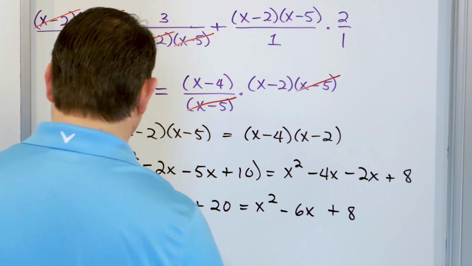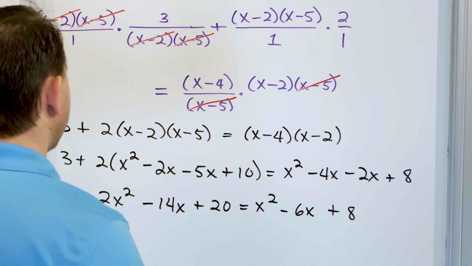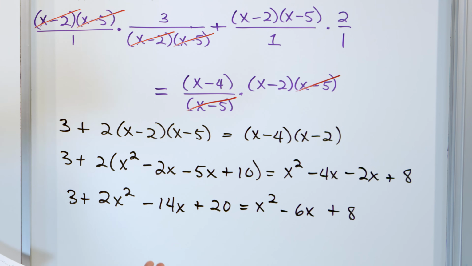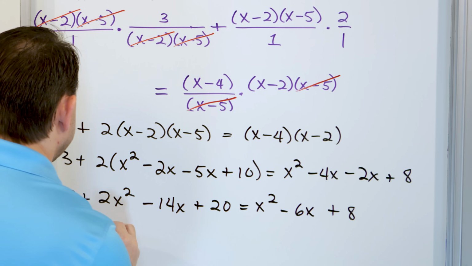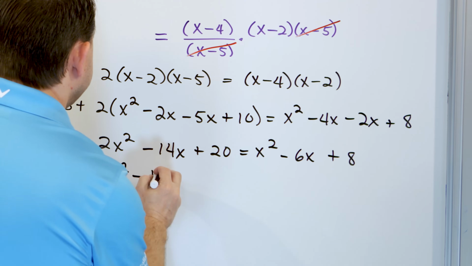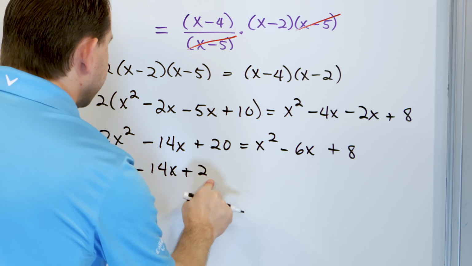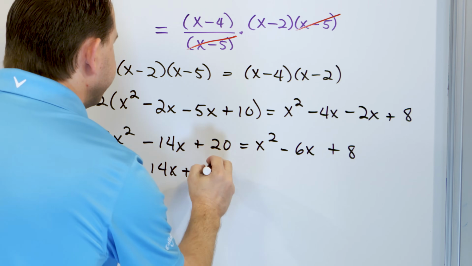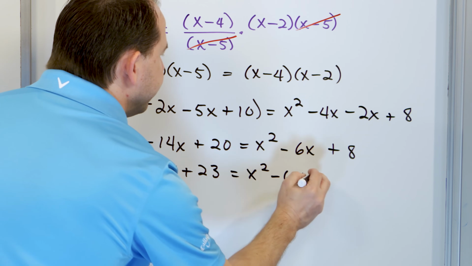Now, let me just sync up with myself and make sure I didn't make any mistakes. So what I have is 3 plus 2x squared minus 14x plus 20, x squared minus 6x plus 8. Okay, I'm correct so far. So at this point, all you want to do is collect terms, essentially. So let's go ahead and add these together. So you're going to have 2x squared minus 14x plus 20, whoops, not plus 20, plus 20 plus 3 is 23. And you have the x squared minus 6x plus 8.